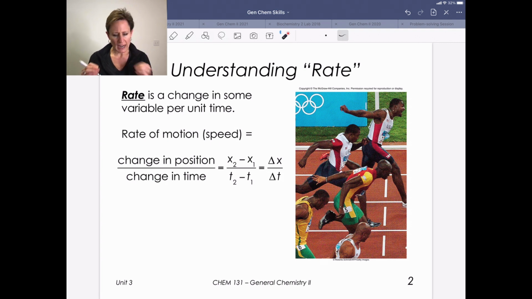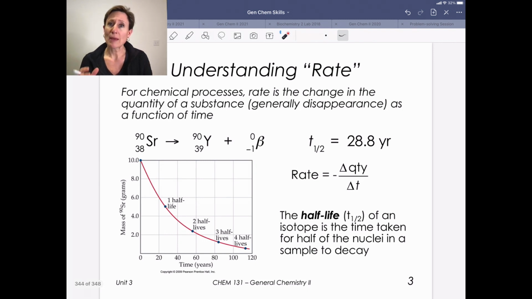So just a little bit of background on understanding rate and what we think about with rate. Rate is really a change in some variable per unit time, right? We can typically think of rate in terms of speed, which is really the change in a position, maybe of a car or of a person, over a change in time. And that gives us units of, say, meters per second or miles per hour. So we can think about rate for chemical processes similarly, but now the change in the quantity is going to be the amount of a material, and it's still going to be per unit time.